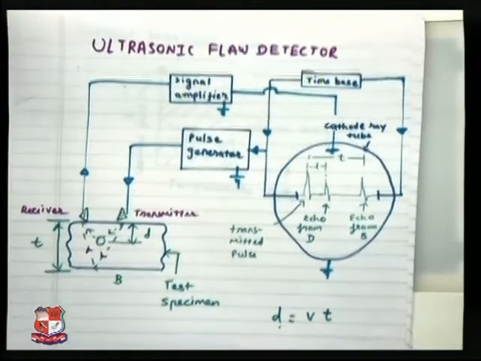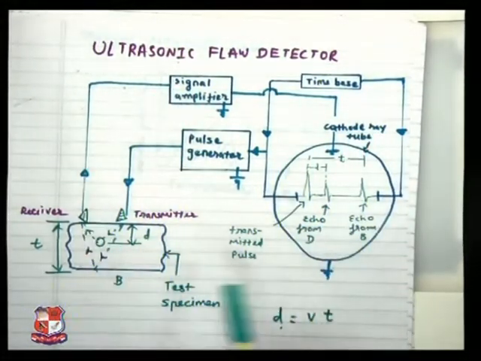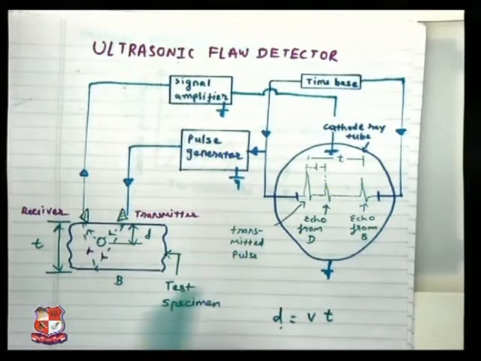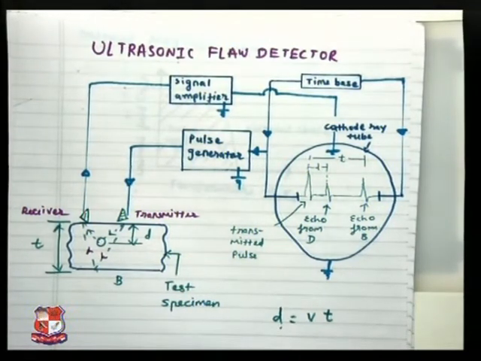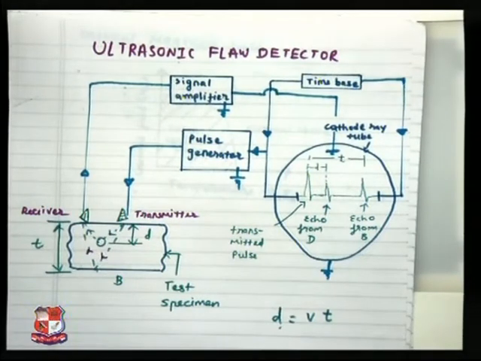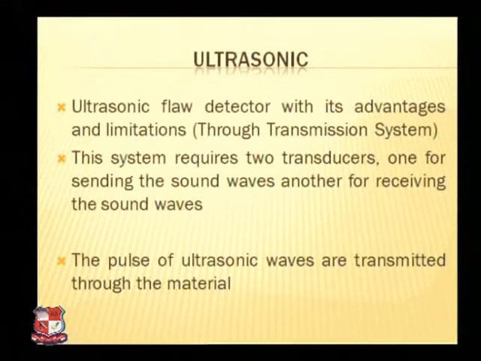So in this question, you have to draw this diagram, you have to explain it properly, and then we can go to the advantages. The first advantage of the ultrasonic flaw detector is here. See, ultrasonic flaw detector with its advantages and limitations. It could also be called a through transmission system.